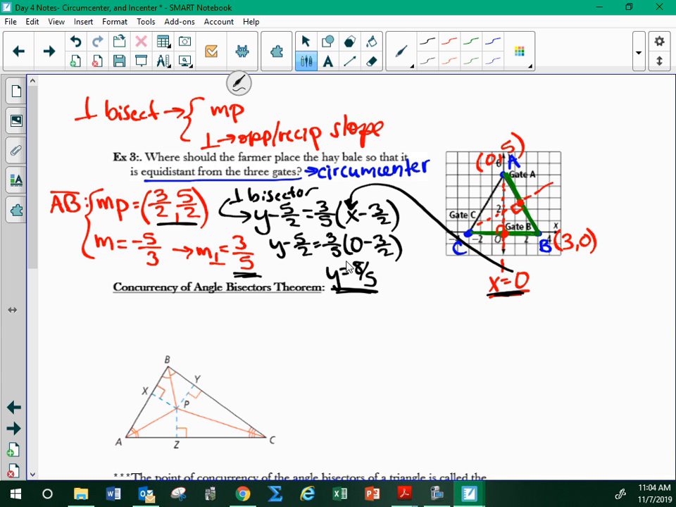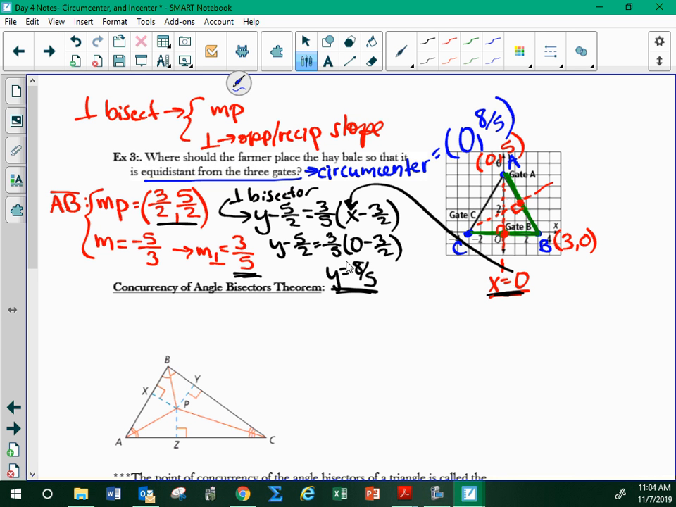Okay, so we have x equals 0. We have y equals 8 fifths. Our circumcenter is that point, (0, 8/5). Again, you can see that would not have been so easy to guess on your graph. So we did have to actually write our equation line.